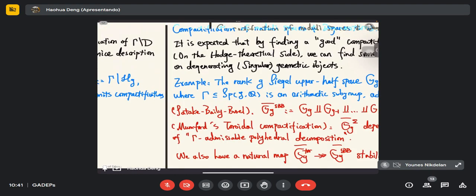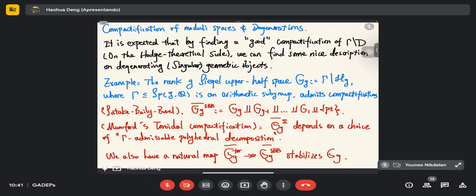It is well known that there are two most famous compactifications. The first is the Satake-Baily-Borel compactification, where we add cusps around infinity. Set theoretically, the compactified S_g is given by the disjoint union of S_g itself with all the lower dimensional Siegel spaces. This is a canonical construction. Another very well known one is Mumford's toroidal compactification. This compactification is finite, but it is not canonical, because it depends on a choice of Gamma-admissible polyhedral decomposition, and more than one such decomposition is known.